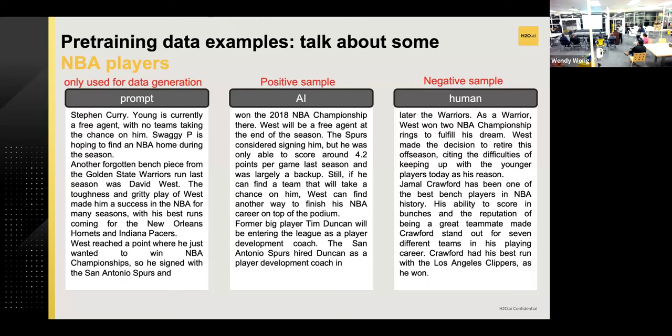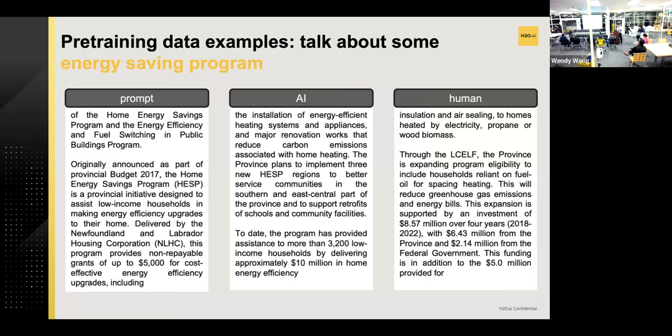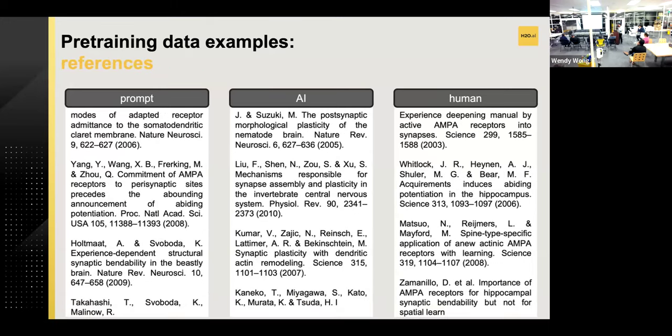So the LLM generated text in the middle serves as a positive example, and on the right is the negative example. Another example, let's see. It's talking about some energy saving program. Similarly, I'm just showing it so you get some idea. And sometimes these are just references, and the LLMs are able to complete it by adding some other references.